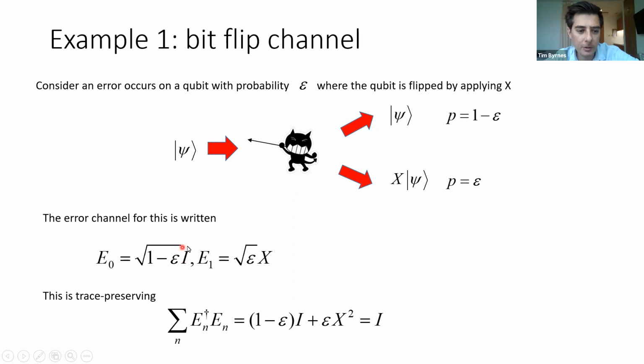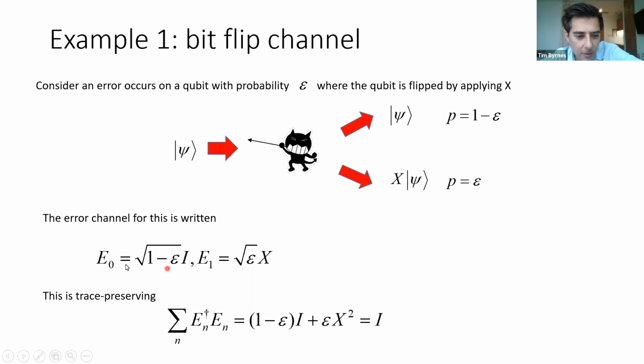And the first one, according to the one that goes up here, is the one where basically nothing happens to the state. Because nothing happens to it, it's proportional to the identity operator, because the identity does nothing to the state, right? The second one is proportional to X. And that's because this is a bit flip channel, and it flips the bits, right? 0 to 1, 1 to 0.